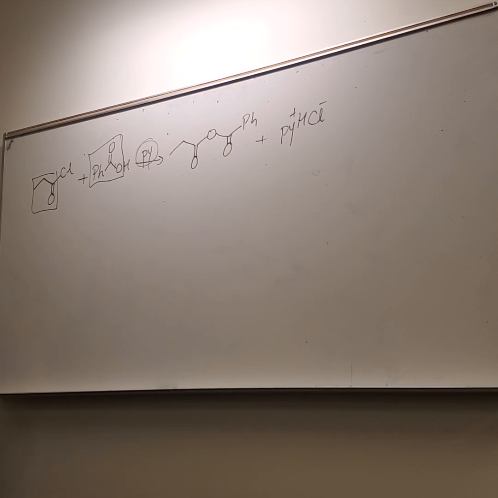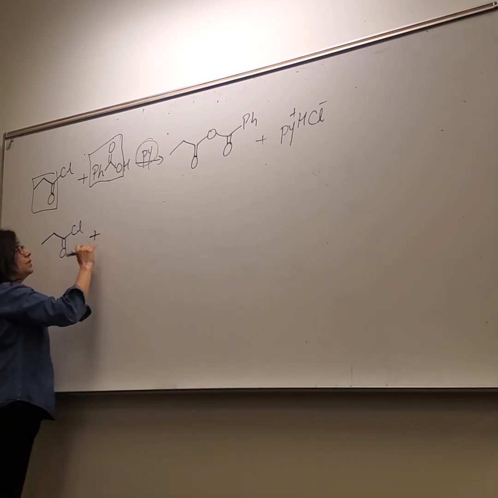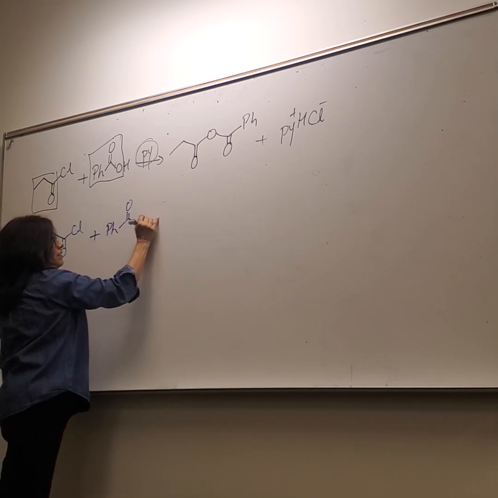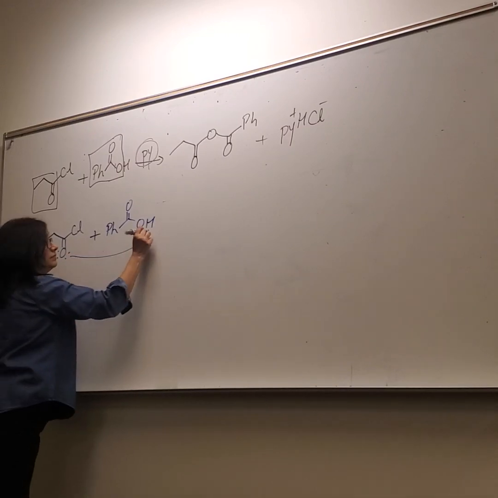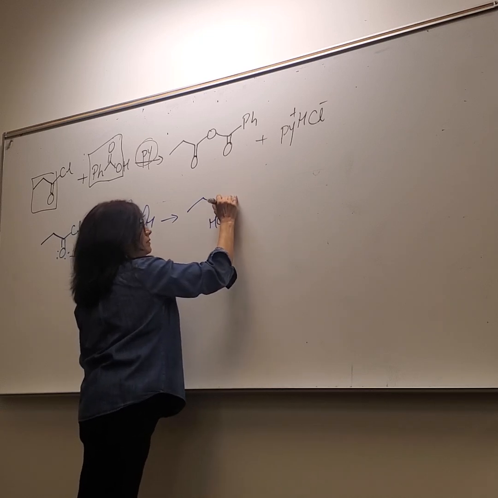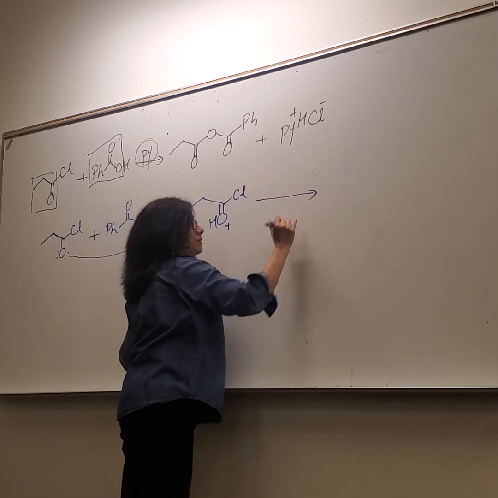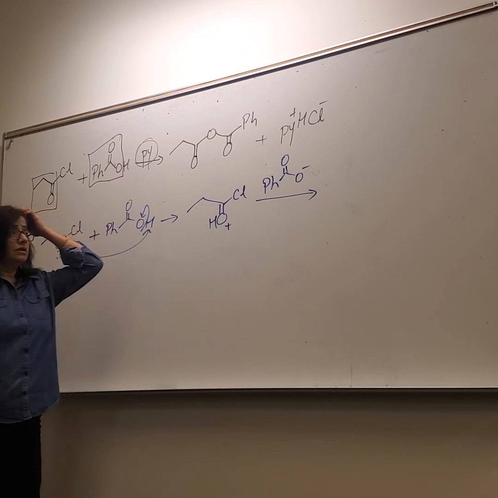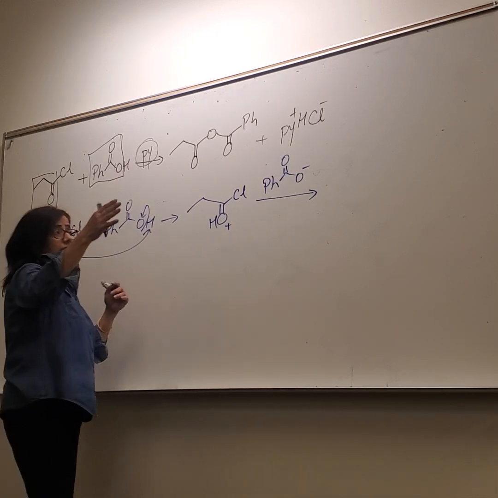First step, what do you guys think? Is there an acid in this? Well, there is. The oxygen gets protonated with the acid in benzoic acid. Okay, then what? Then the nucleophile attacks, which is the benzoate. Exactly. Carboxylic acid becomes carboxylate.